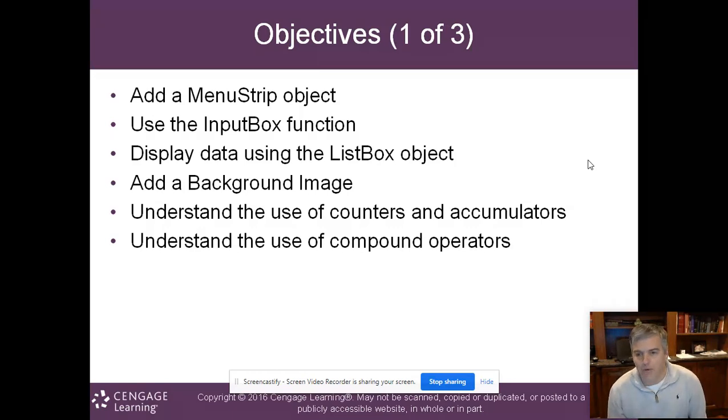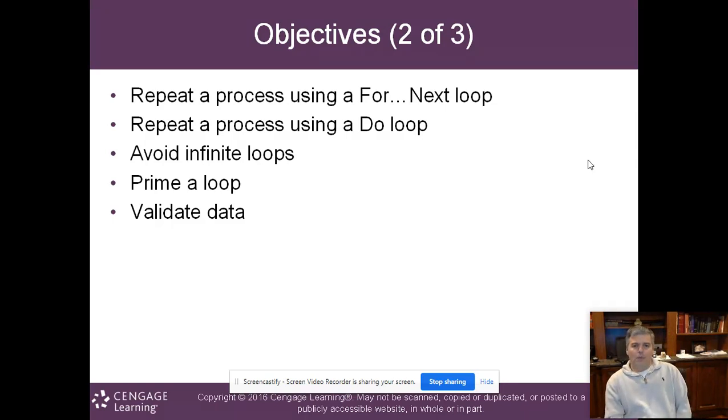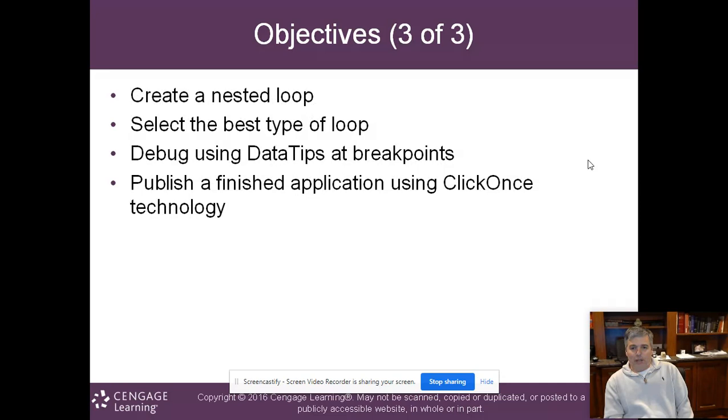We'll talk about compound operators, and we'll talk about the 2 main types of loops that we'll be introducing and you'll be using in this chapter: For Next loops and Do loops, and there are 2 types of Do loops that we'll introduce. We'll talk about the danger of infinite loops. We'll talk about priming your loop or getting it started. Talk again about validating data a little bit. We talked about that a lot with our last chapter, and validating data is still going to be important with this chapter, so we'll spend some time on that.